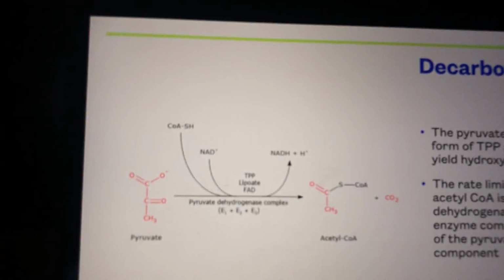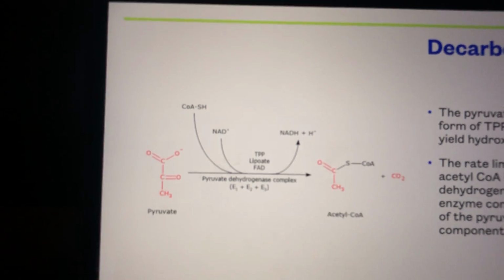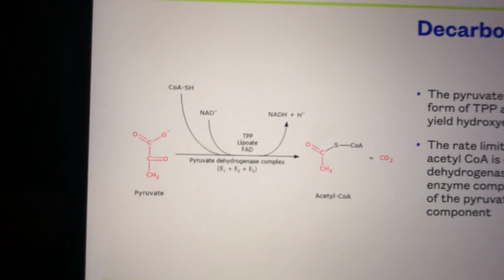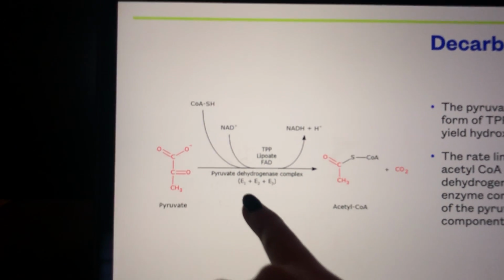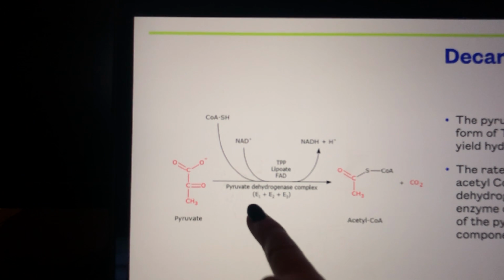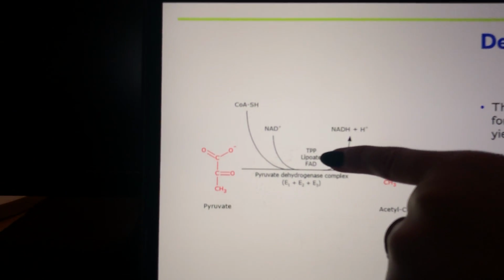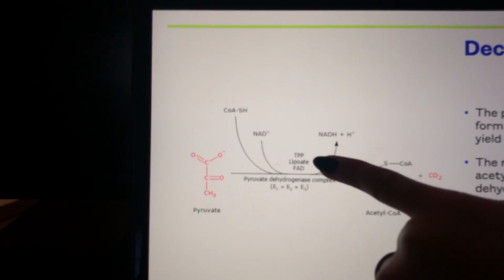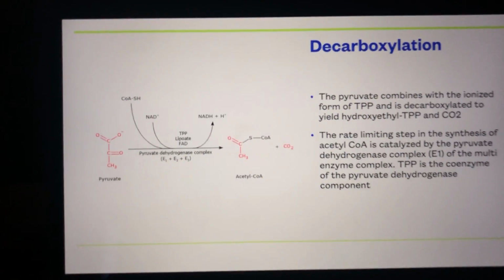So over here, it's another picture of the whole thing again, just with a different placement of things. Down here we see the pyruvate dehydrogenase complex, and I don't know if you can see it, it says E1, E2, and E3 below. And then right here, that's the TPP, so that would be the coenzyme in this specific step.